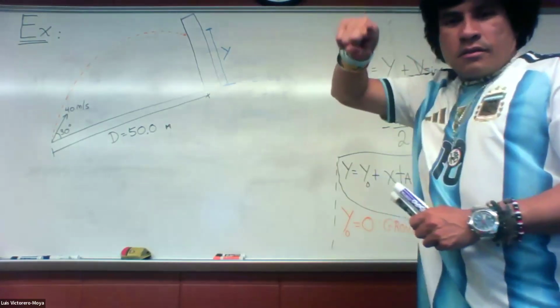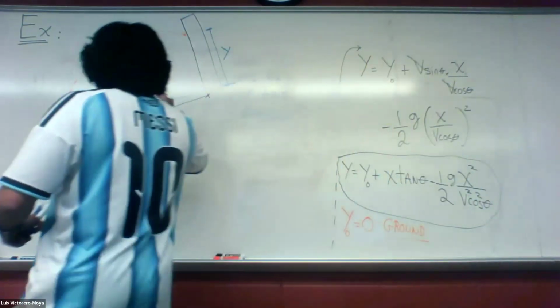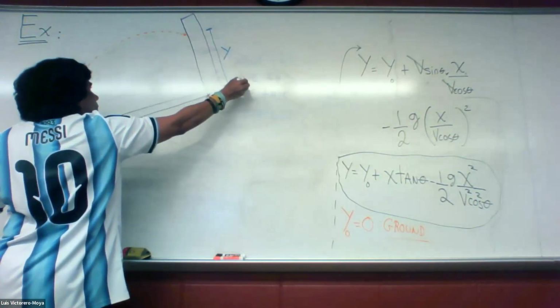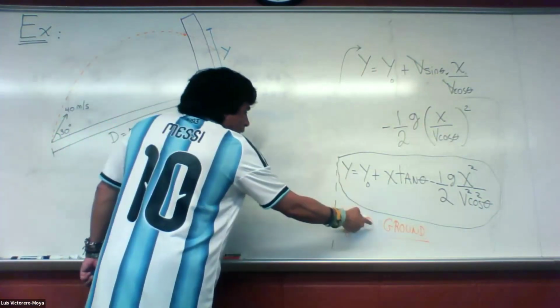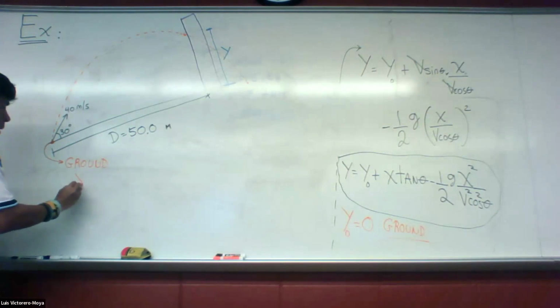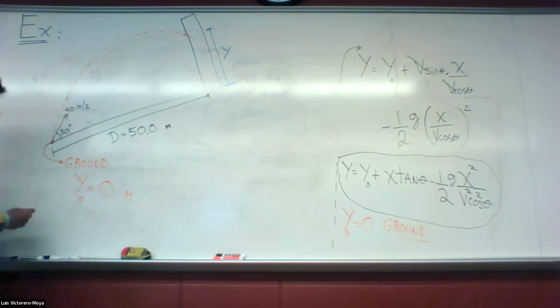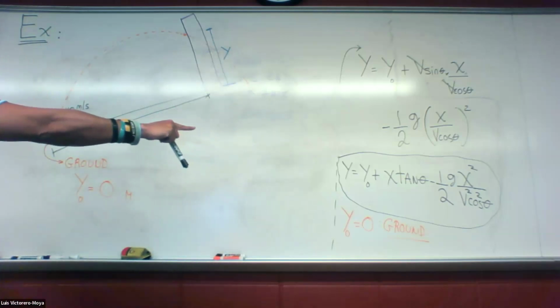Okay. So if the water continues, it will be a parabola, like that. So you are on the ground. This is the ground. So y initial is 0 meters. To find any value of y, I can use that.